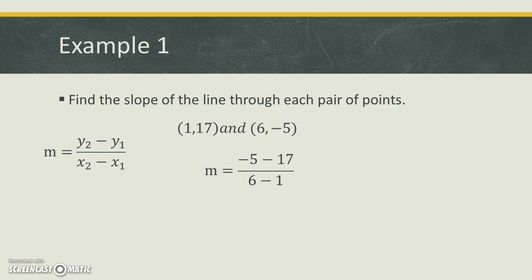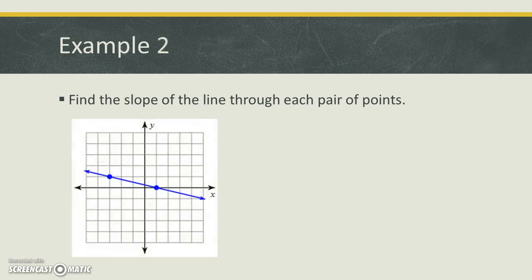-5 minus 17 is -22. 6 minus 1 is 5. If we can, we'll simplify that fraction. This one, however, neither of them divide into anything, so we are done. That is our slope, -22 over 5. Leave it as a fraction, do not put it as a decimal.